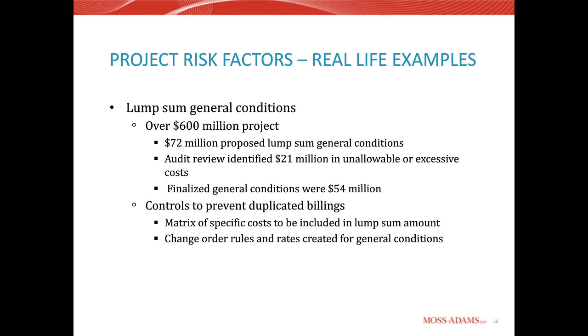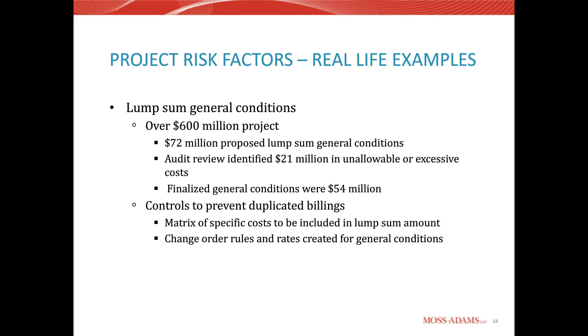But for this specific project, it was a little bit over $600 million. It was the construction of a new hospital tower. The general conditions were $72 million. And one thing this owner did really well is that they had the right to review the general conditions costs before they were agreed to.